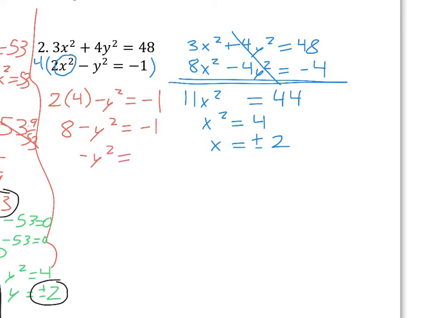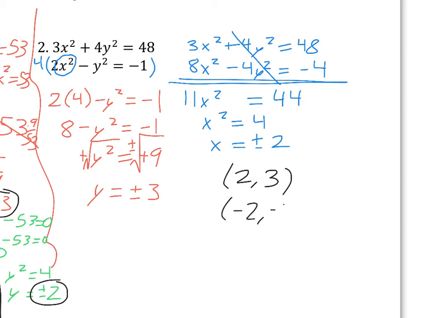Negative y squared equals negative 1 minus 8 is negative 9. Get rid of the negative. Square root both sides. Plus or minus. So here you get y equals plus or minus 3. So again, we have 4 possibilities. They are 2, 3, negative 2, negative 3, 2, negative 3, and negative 2, positive 3.